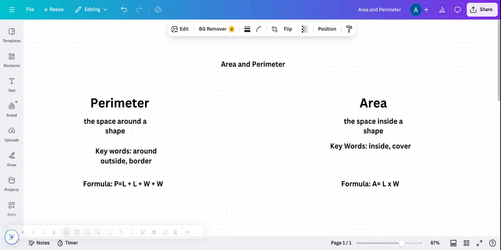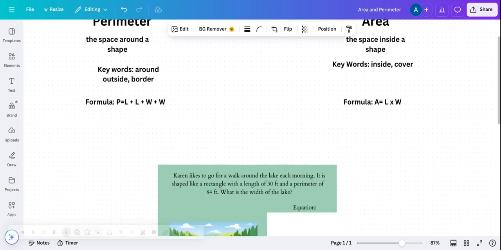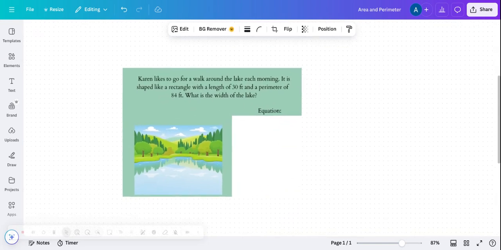In the last one, we covered just the basics of what is area, what is perimeter, how to find the area and perimeter of a certain shape. In today's video, we're going to look at some problems where we know the area and perimeter, but one of the sides is missing. So we're going to be working backwards in order to find a missing side. Let's go ahead and take a look at our first problem together.